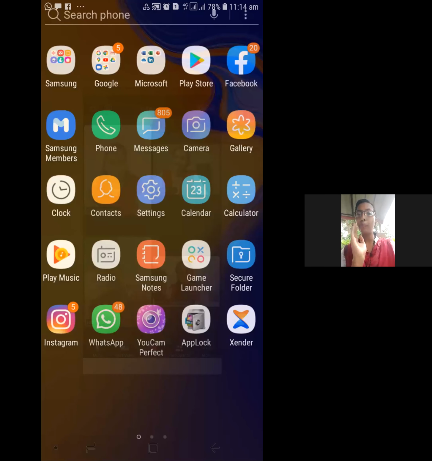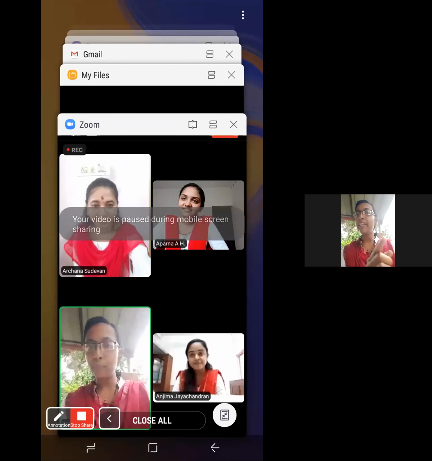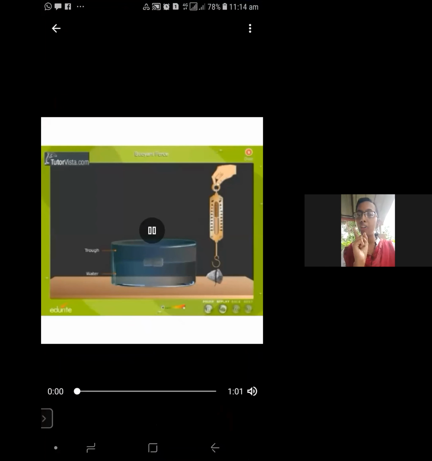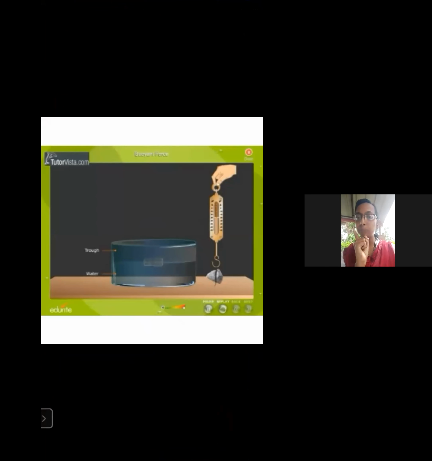Now a question arises. Is it possible to measure this buoyancy? Is it possible, Sophie teacher? Yes, Abhinav teacher, it is very simple to measure buoyancy. In this session, we are going to discuss how to measure buoyancy or buoyant force. It is done using a spring balance. Here we are going to measure buoyancy using a spring balance.